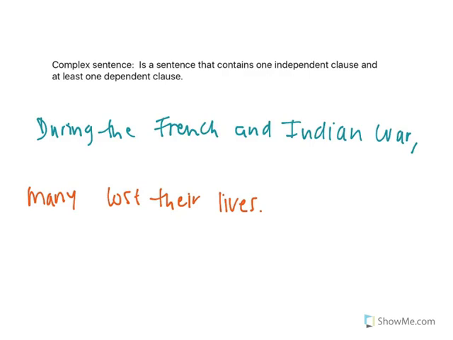Well, we take each clause by itself. Many lost their lives cannot stand alone as a simple sentence. Many lost their lives. That could be a sentence. During the French and Indian War, however, cannot be an independent clause. It can't stand alone. That means it must be a dependent clause. Thus, this as a sentence contains one independent clause and one dependent clause. That makes it a complex sentence, since our definition says it contains one independent clause and one dependent clause.